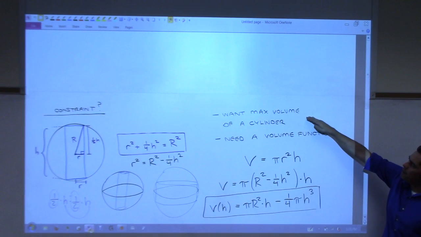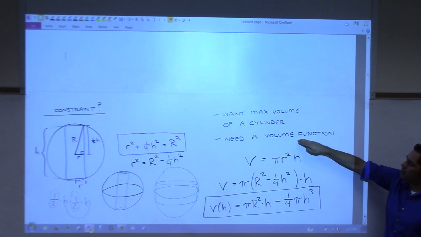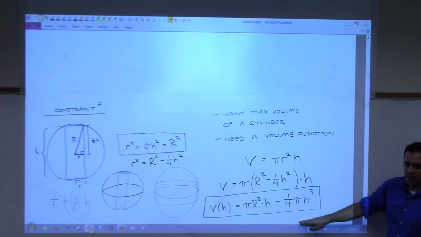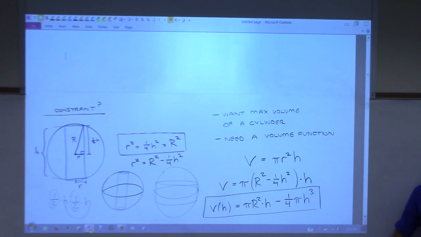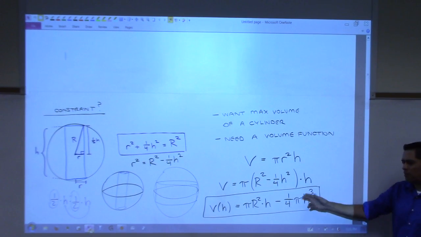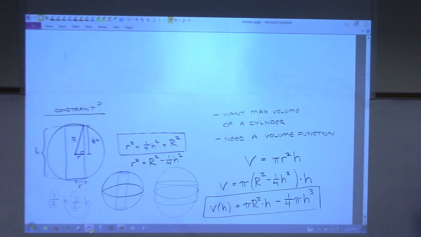We wanted the maximum volume of the cylinder. We needed a volume function. We got it. Now what? Couldn't you just put that pi over 4? Yeah, you could put pi over 4. You could also put 1/4 pi. They're the same. So now what?